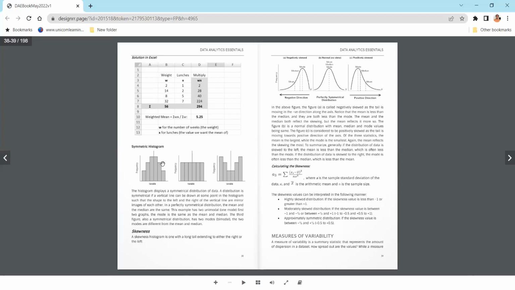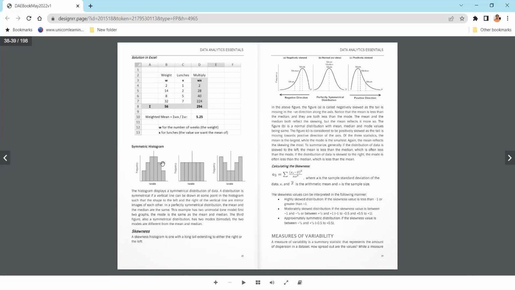Next one is called the uniform histogram. Uniform means either it is 10 or 0, right? It's all uniform, okay? It's not increasing or decreasing. It means it is the same. Equal. Either you get 0 or you get 100 marks. Nothing in between, right? So it's uniform. Of course, uniform graphs are also symmetric, right?